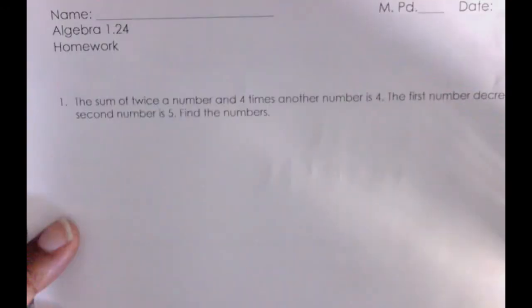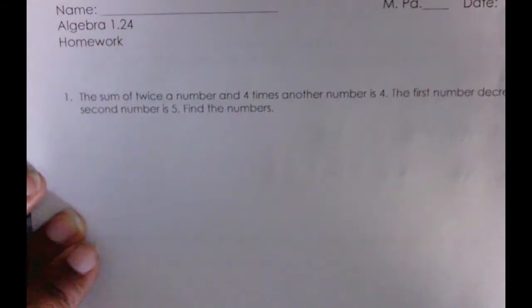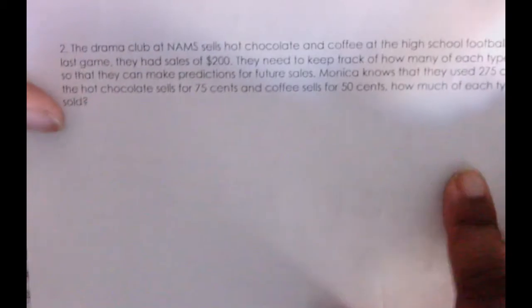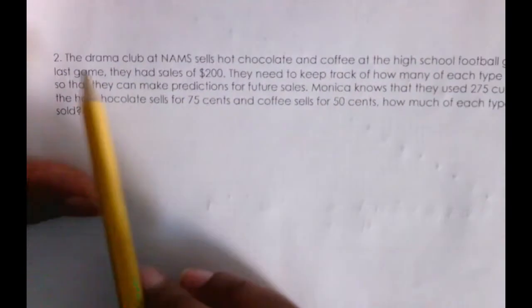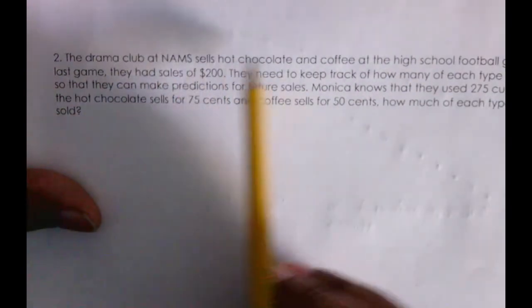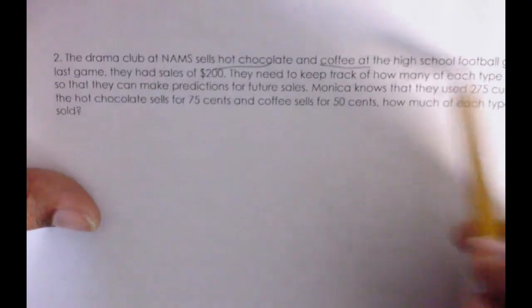Another question that I want to do is, because we did something very similar to the first homework question, I'm not going to do that. Please reference the Tweedledee Tweedledum example for help with number one. Number two, I'm only going to help you guys set up the equation, the system for this. So please pay attention. The drama club at NAMS sells hot chocolate and coffee at the high school football games.